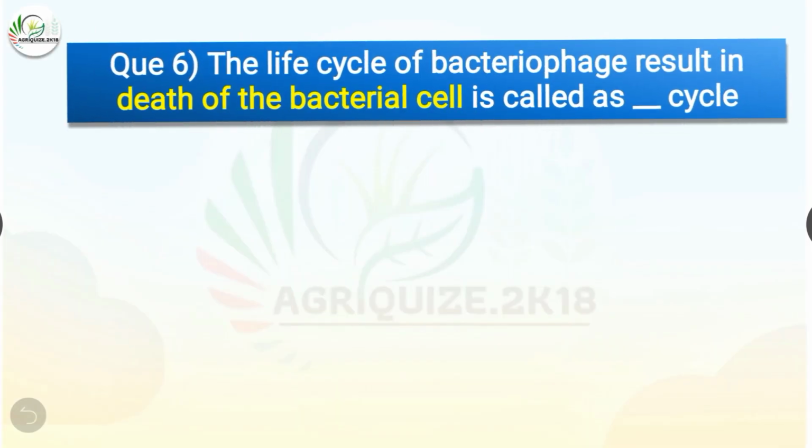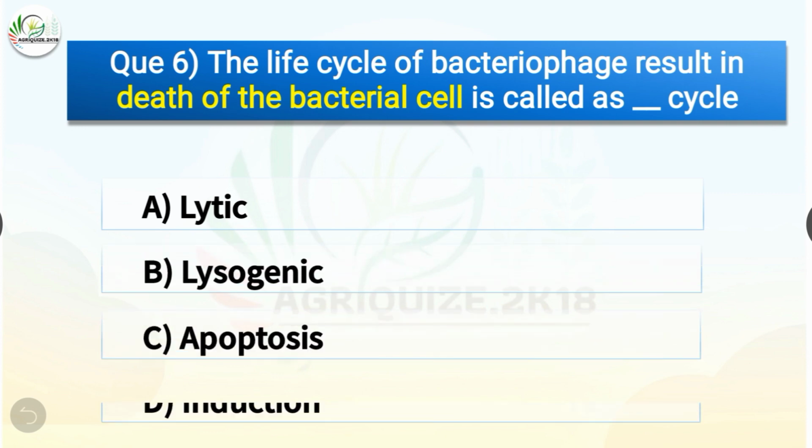Question number 6. The life cycle of bacteriophage that results in death of the bacterial cell is called as dash cycle. The options are lytic, lysogenic, apoptosis or induction. The correct answer is option A, lytic. So the life cycle of bacteriophage that results in death of the bacterial cell is called as lytic cycle. In lytic cycle, the bacteriophage infects a bacterium, hijacks the bacterium to make lots of phages and then kills the cell by making it explode.